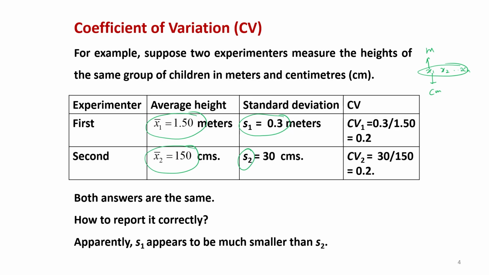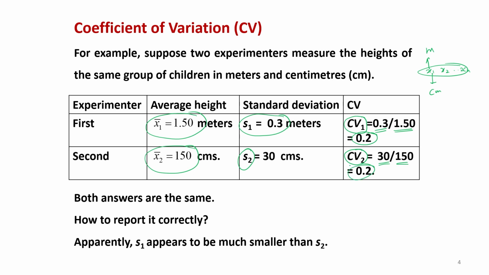Whose height is more or less, or what is the variation in the data? So, now we compare their coefficient of variation. I compute the coefficient of variation from the data 1, which comes out to be 0.3 divided by 1.5, which comes out to be 0.2. And similarly, the coefficient of variation in the second set of data is CV2, which is 30 upon 150, which is equal to 0.2.